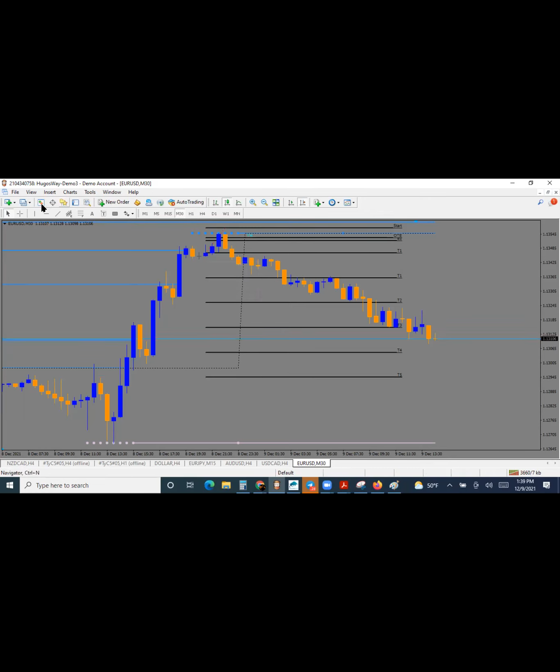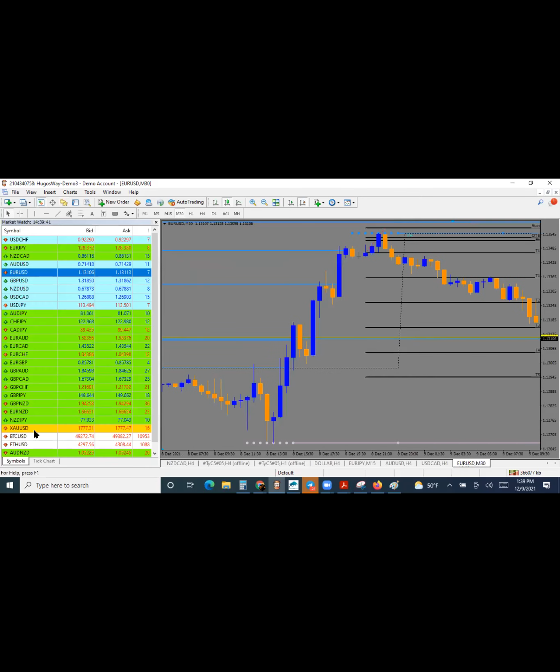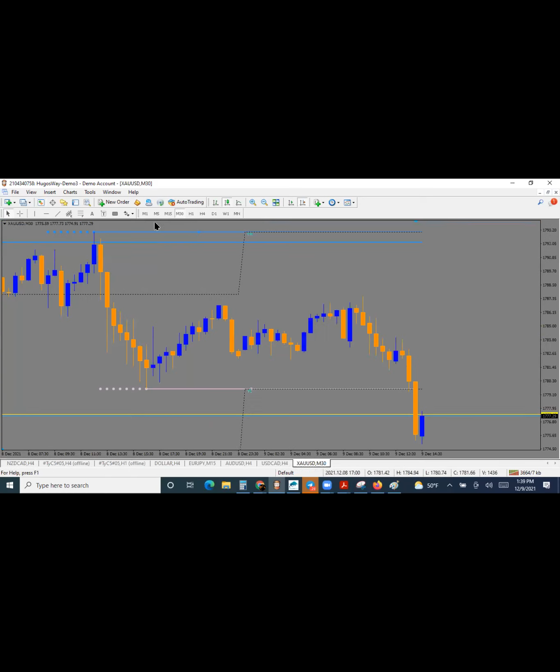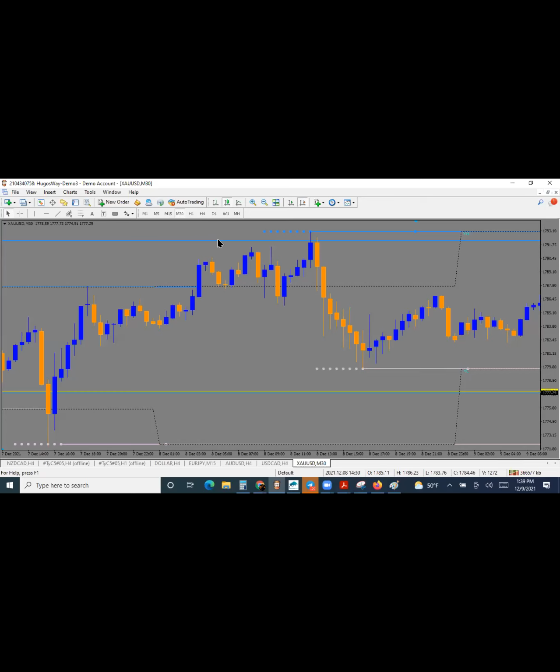Well, let's go look at gold. I don't trade gold actually. Dog trades gold, Papa Pips trades gold, but this thing works like charm for every one of them. Can you see that fractal line there? Yep. Right. So let's see.